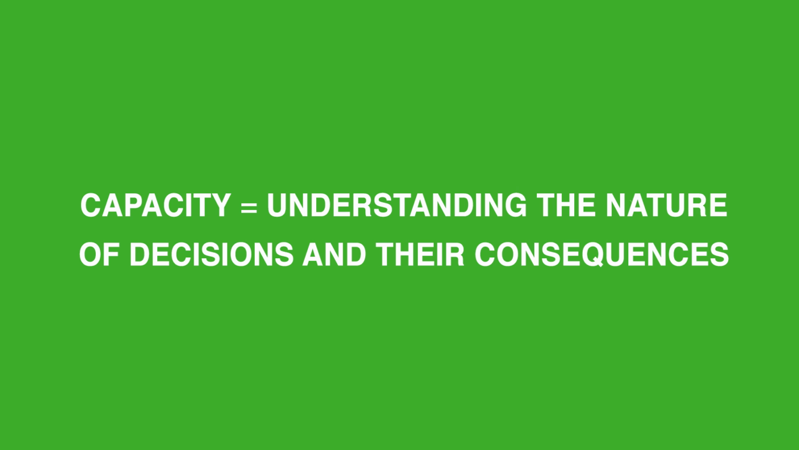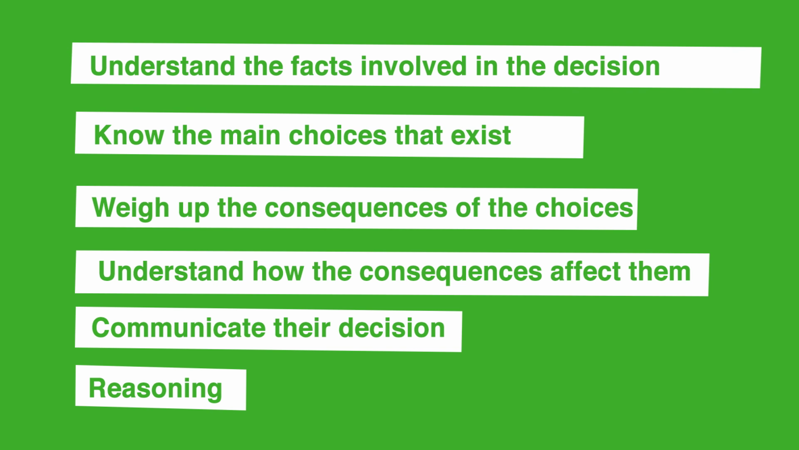A simple definition of mental capacity is, does an individual understand what the decision is about and the consequences of their decision at the time that it is made? In general, when you assess the capacity of a person to make a particular decision, you're considering whether a person can do the following. Can they understand the facts involved in the decision? Does extra information need to be given to them in order for them to do this? Do they know the main choices that exist, the benefits, risks, and alternatives? Can they weigh up the consequences of their choices? It's important for them to be able to weigh the pros and cons in order to arrive at a decision.